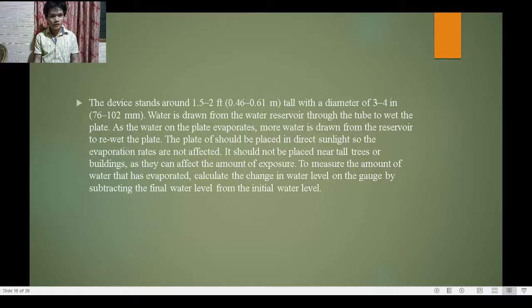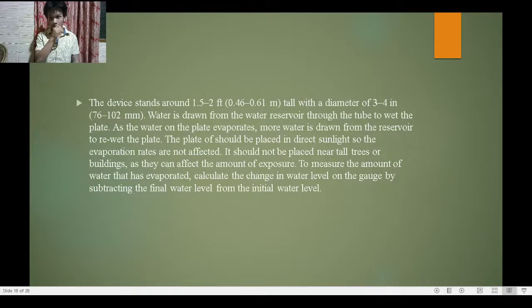Water is drawn from the water reservoir through the tube to wet the plate. As the water on the plate evaporates, more water is drawn from the reservoir to wet the plate. The plate should be placed in direct sunlight so that evaporation rates are not affected. It should not be placed near tall trees or buildings, as they can affect the amount of exposure. To measure the amount of water that has evaporated, calculate the change in water level on the gauge by subtracting the final water level from the initial water level.